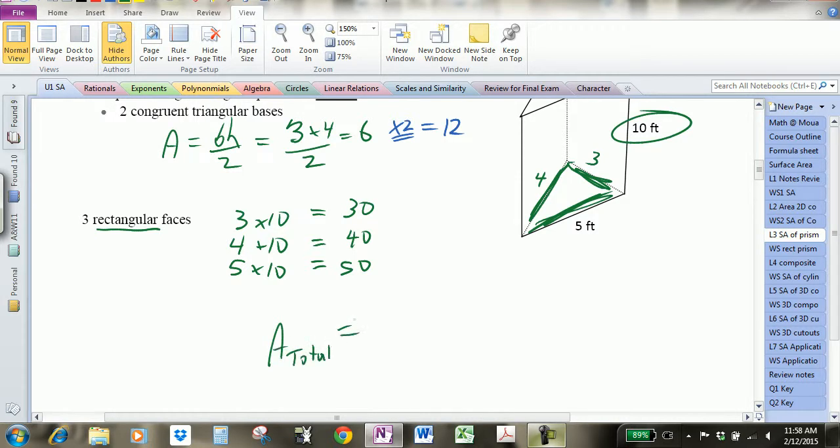Now that you got all the area of all the pieces, then you're going to add it all up. Okay. Now this one would be easier to do a vertical add. 132, is that right? Okay, and so it'll be square feet. Okay, square feet. Any questions?